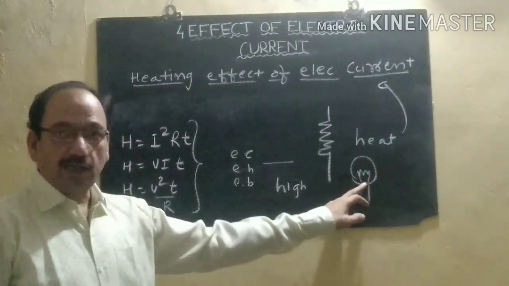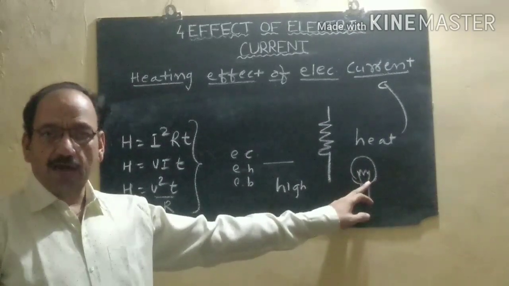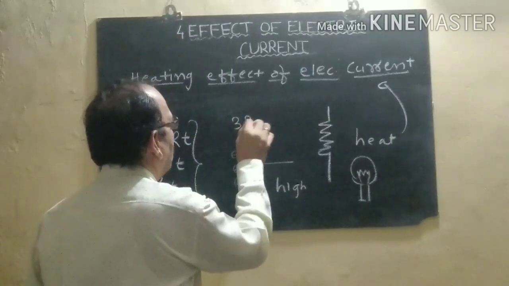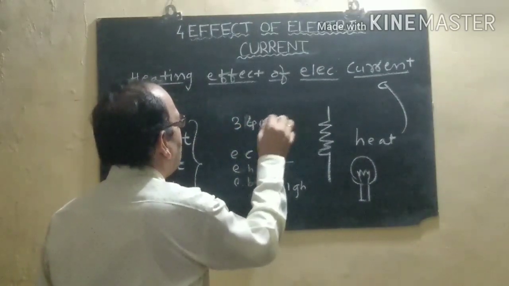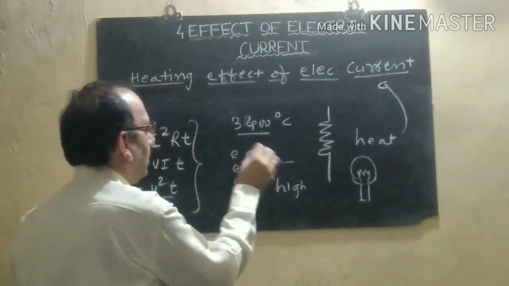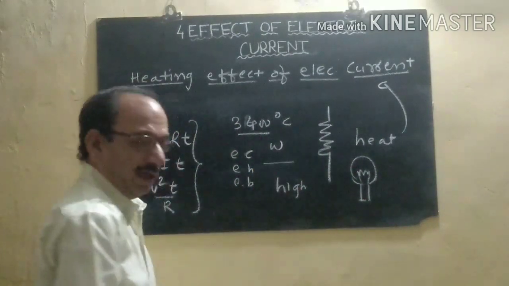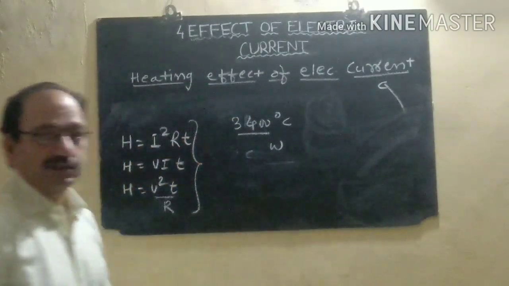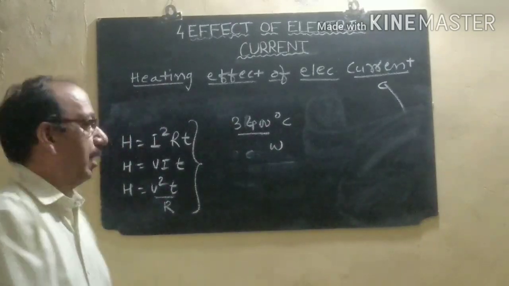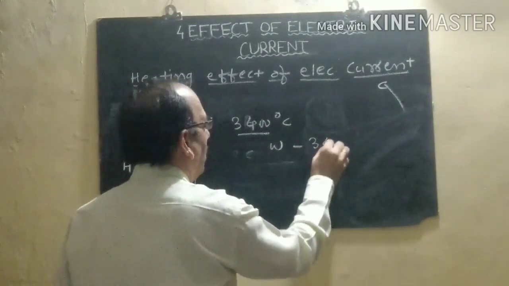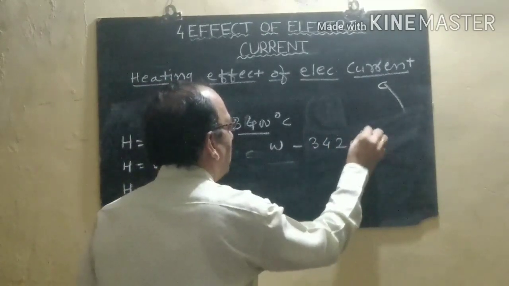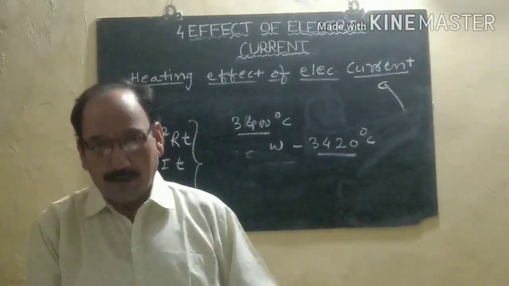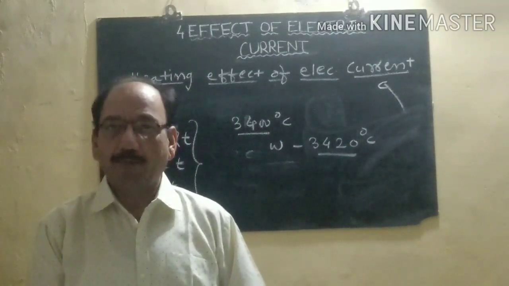Why does this filament not get fused? Because tungsten has a high melting point. The melting point of tungsten is about 3400 degrees Celsius. The symbol of tungsten is capital W, and when tungsten occurs in nature in pure form, it shows a melting point of about 3420 degrees Celsius. It depends upon how many impurities are present in that element. It decides the melting point of a particular element.